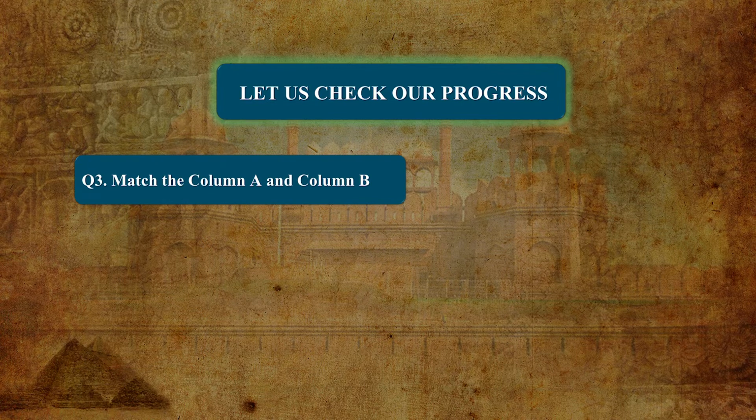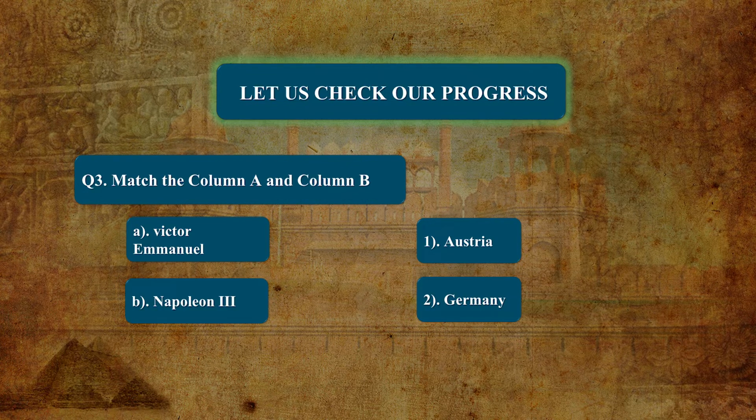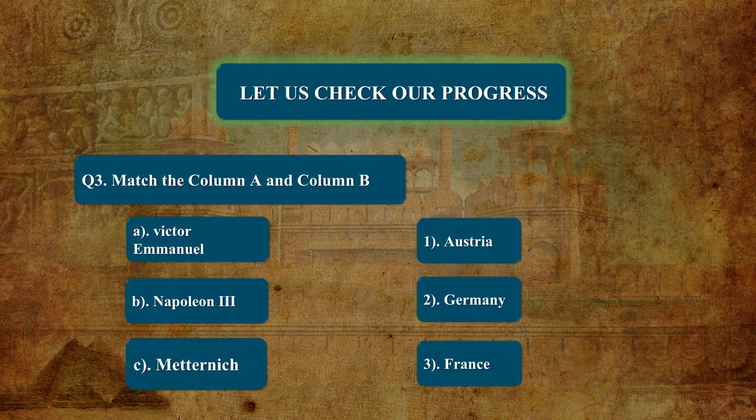Now, we have to match the columns. So, this will also test your understanding. If you look at column A, it gives Victor Emmanuel, option B has Napoleon III, option C has Metternich, and in column B you have Austria, Germany and France. So, we have to match column A with column B. That will also help you understand the role of different leaders in different parts of Europe.